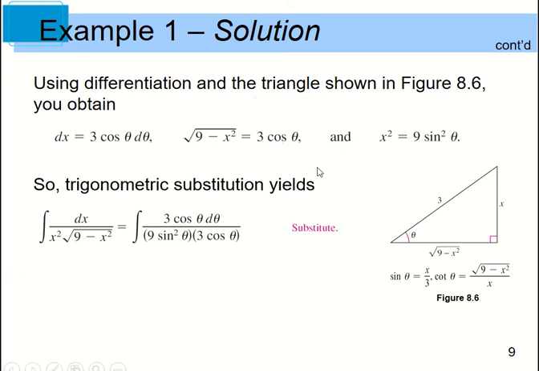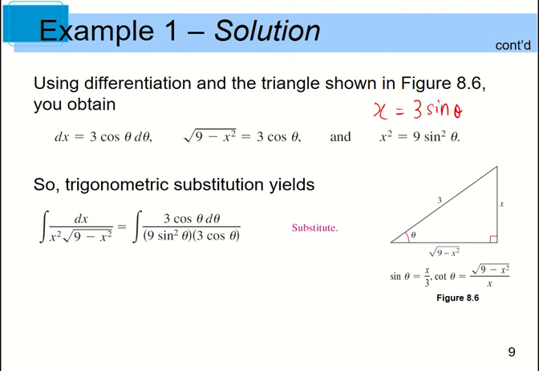Now we can see we have another x square here according to the question. So we are going to square the x. What is the x again? The x is 3 sine theta. So we square the x, and we have 9 sine square theta.